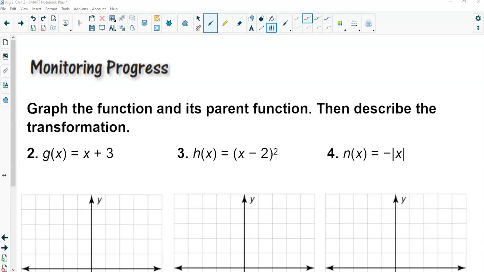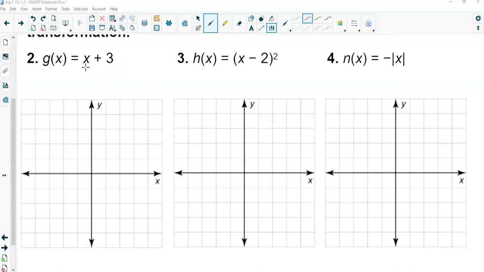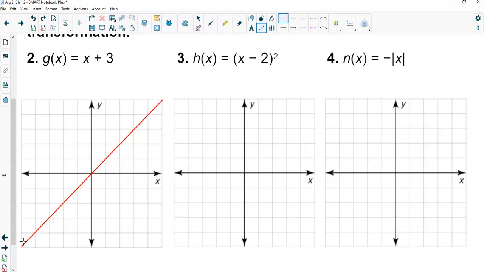Okay, so let's do it. I noticed the first one we have is a linear function. The parent function for a linear function is y equals x. So I'm going just to draw that line because I know where my parent function is. Again, if you learn your parent functions, it will be easier for you to get this done. So x plus 3. So I know from algebra 1 that basically this is a shift up 3 units. So basically the y-intercept now is 3. The slope's still the same.